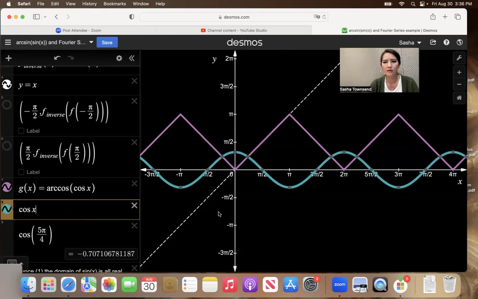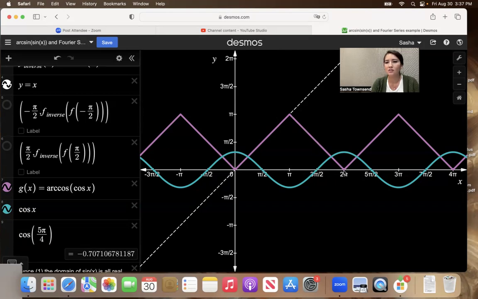So on the interval from pi to 3 pi over 2, our cosine values are negative, so I'm expecting an answer in quadrant 2. So I'm expecting a value between pi over 2 and pi. And so we get all of those values between pi over 2 and pi there. And then on the interval from 3 pi over 2 to 2 pi, our cosine is positive. So I'm expecting values between 0 and pi over 2. And so we get all of these values.